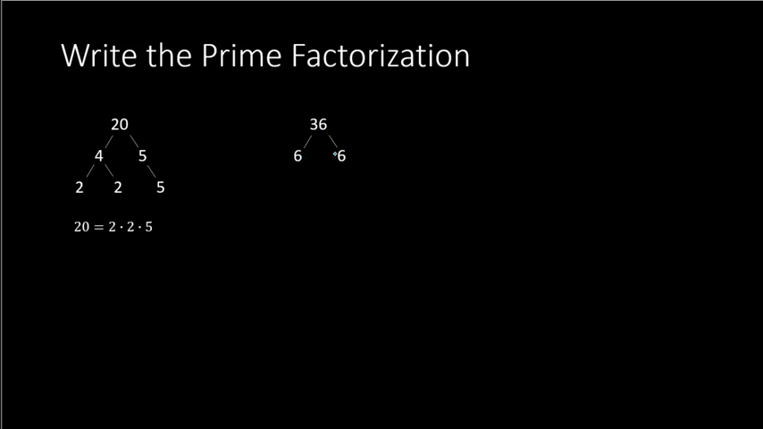Now, the 6's, is that prime or composite? Well, that's composite, right? Because 6 can be broken down further. It can be broken down as a product of 2 times 3. So we can break apart the first 6 as 2 times 3, and then the other 6 over here can also break down as a product of 2 times 3.